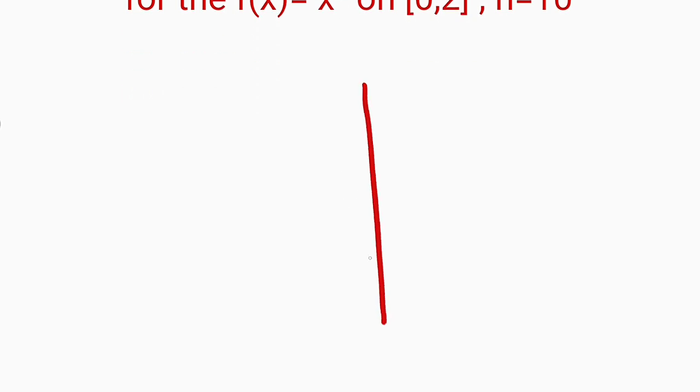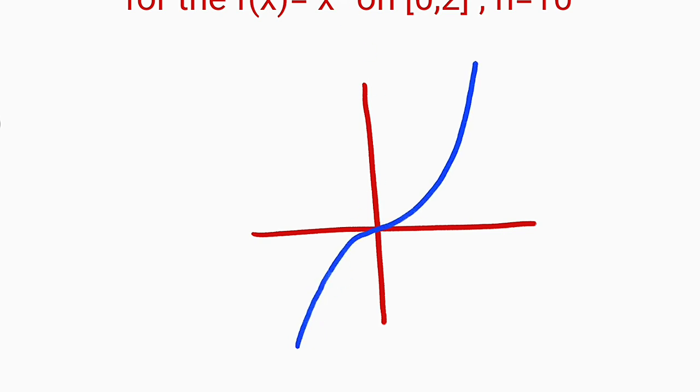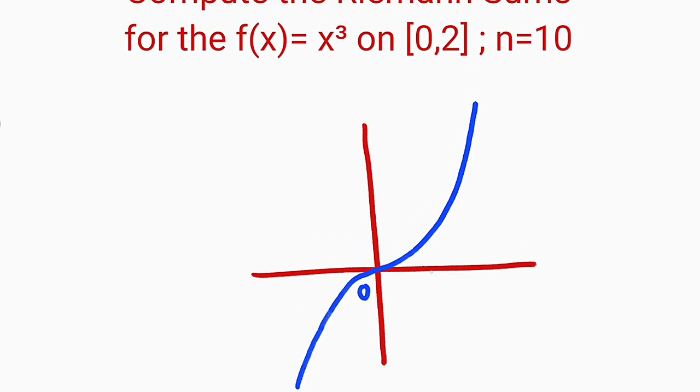Suppose we have the y-axis and x-axis like this. This function looks like this. So you want to find the area under the curve between 0 down to 2. Suppose this is 1. So we would like to compute the area within this region from 0 down to 2. So this is the region we are talking about.